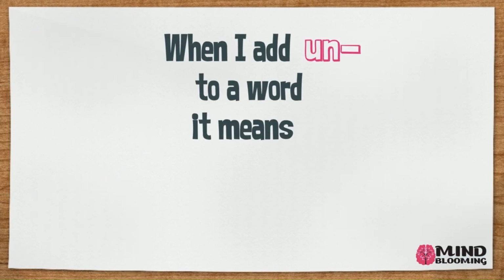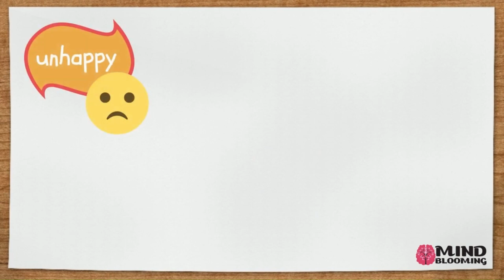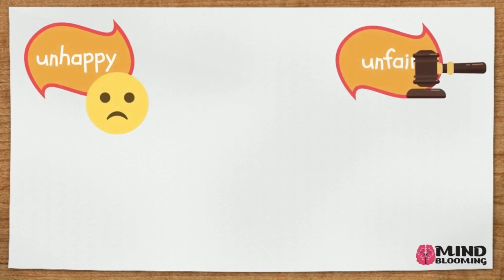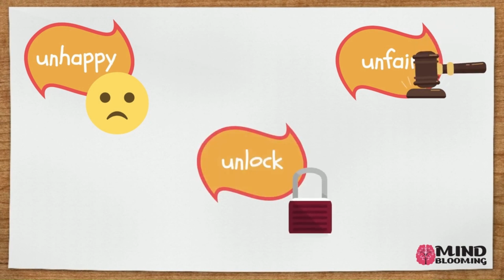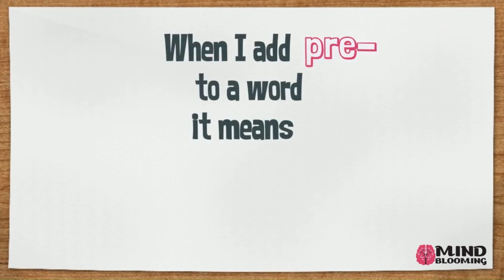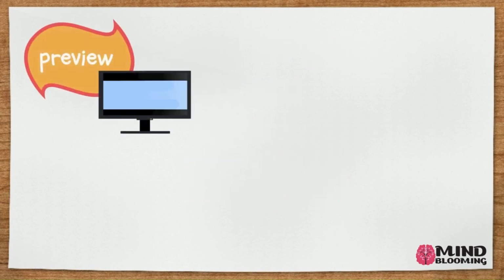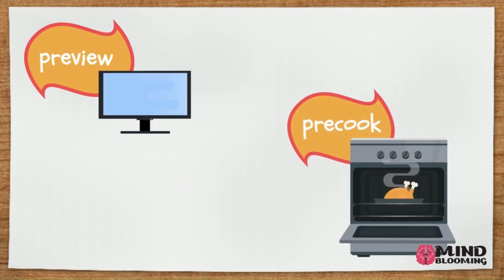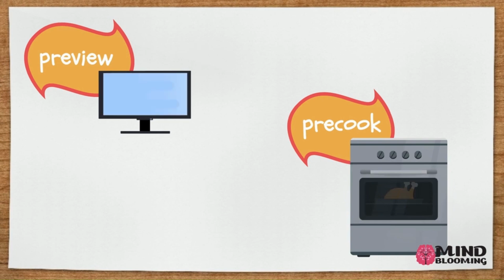When I add the prefix un to a word, it means not. Like if I say unhappy, that means not happy. Unfair means it is not fair. Unlock means don't lock it. When I add the prefix pre to a word, it means before. For example, preview means to view it before. Pre-cook means to cook it beforehand.